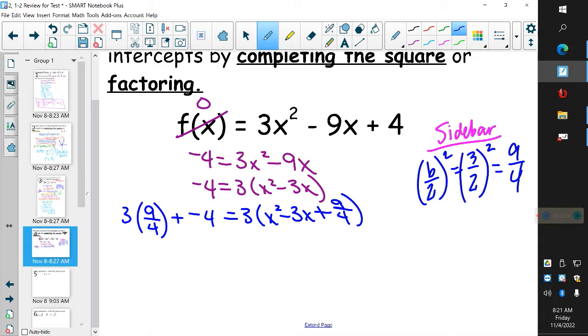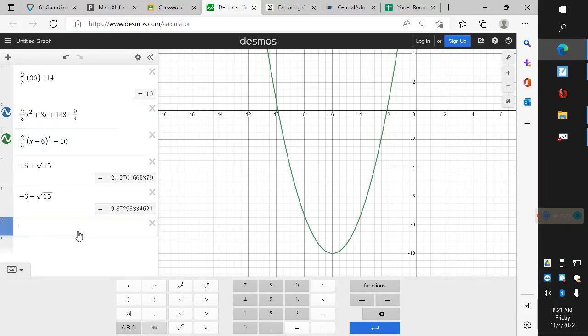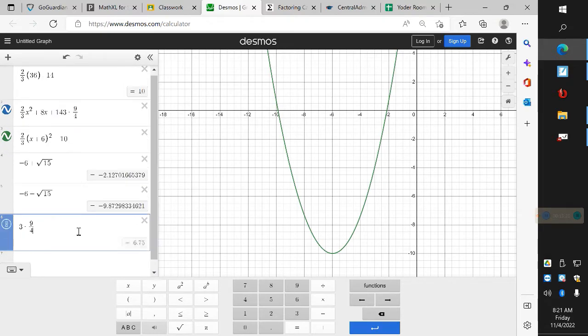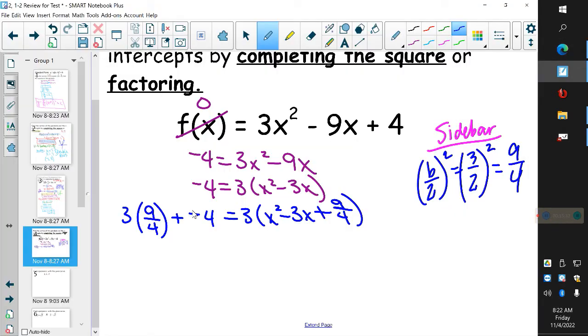All right, so now with that being said, at this point, we are going to go ahead and go over to Desmos, and we are going to put that left-hand side in. That left-hand side is going to be 3 times 9 divided by 4. Oopsie. What was it? 3 times 9 divided by 4, and then minus 4, was it? Yeah. And I'm going to change that decimal to a fraction, and that's 11/4.